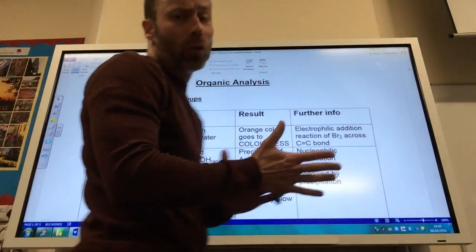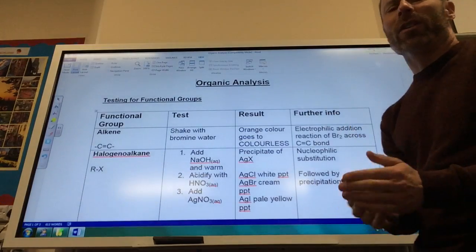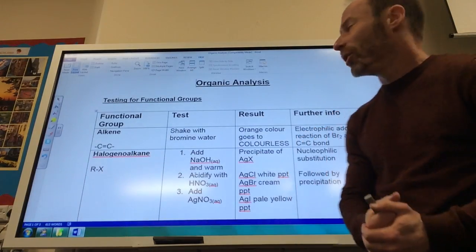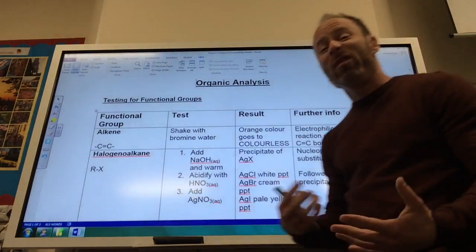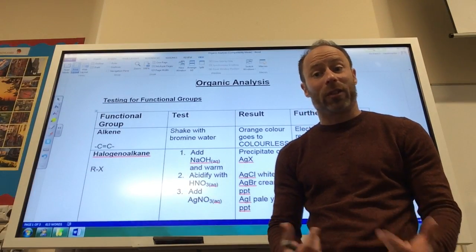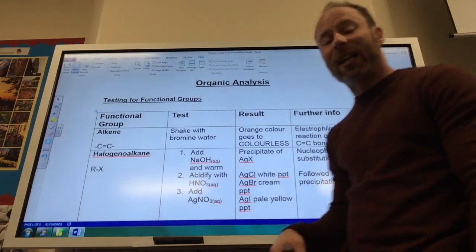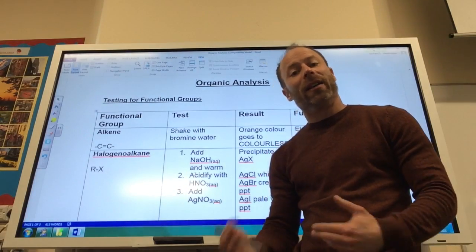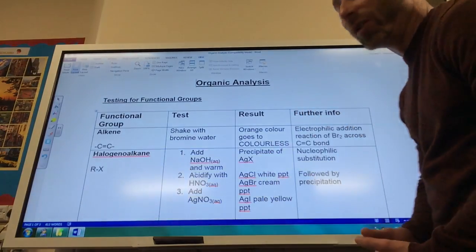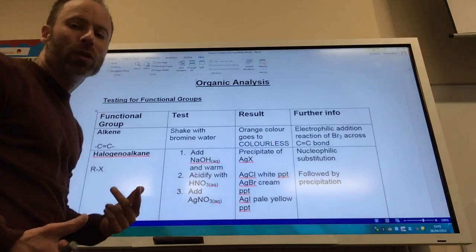So we're going to do the final topic today, and that's organic analysis, and then we're going to do spectroscopy. So, organic analysis, this is really a summary of all the different tests that you've learned throughout the organic chemistry course. So we're just going to go through this, but the detail will all be in the individual videos as we've gone through. So the first thing, testing for functional groups.